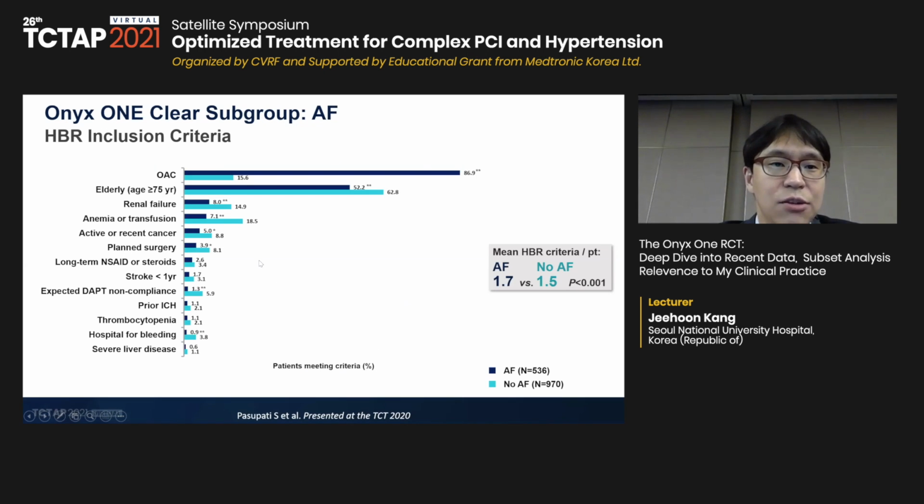This is the HBR criteria of the AFib and non-AFib patients. Interestingly, we could see that the AFib patients had a higher percentage of oral anticoagulants, which is very obvious. However, other factors were less frequent in the AFib population. So according to this finding, the AFib population had a higher percentage of prescribed antithrombotic medications, but the clinical risk factors might have been lower, which means the clinical factors may be less severe in the AFib population.